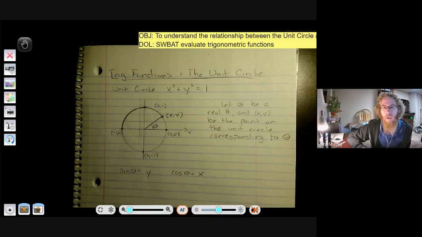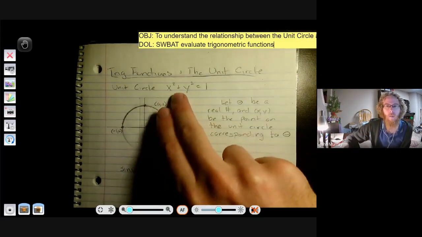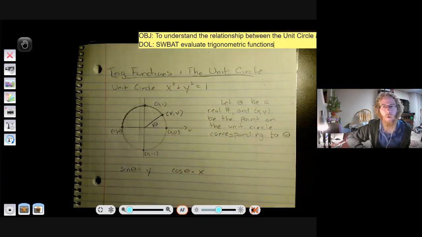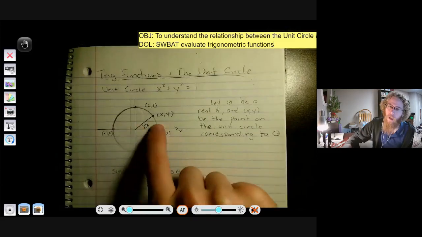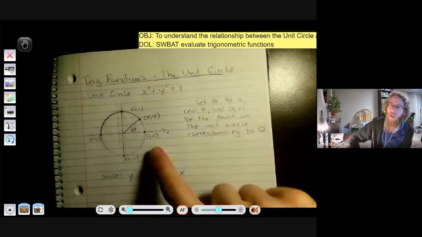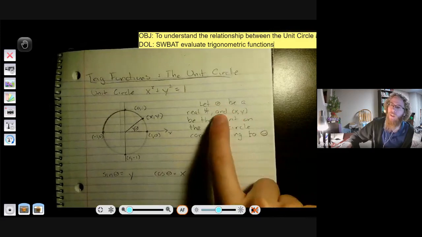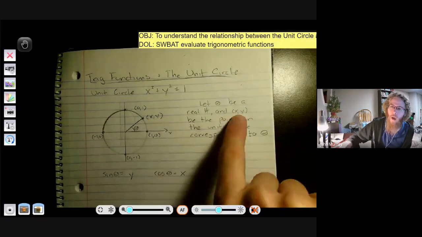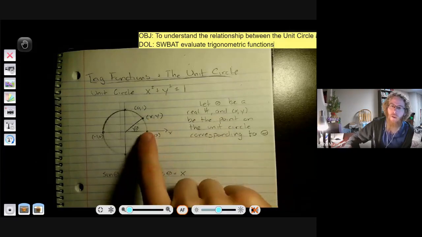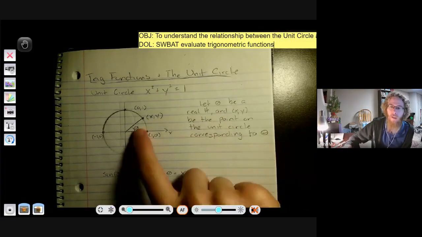So here we have, again, the unit circle, right? So again, we get the unit circle from the equation x squared plus y squared equals 1. We're specifically going to look at central angles today. So we have theta. Theta is a real number. And we're going to have some point, (x, y), which is on the unit circle, and it corresponds to theta.